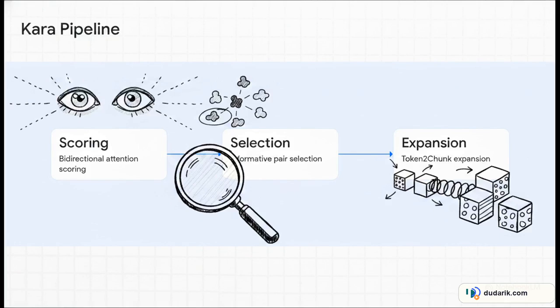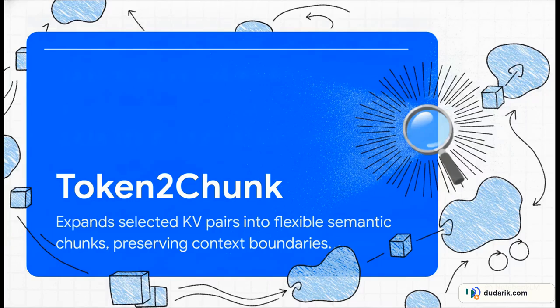Well, KARA cleverly applies bidirectional attention within its sliding window. This means it evaluates token relationships in both directions to find semantically dense regions. Second, it selects a subset of highly informative pairs based on their contribution to future token predictions. And third, it pushes these pairs into a token-to-chunk expansion module. This is where the magic really happens.